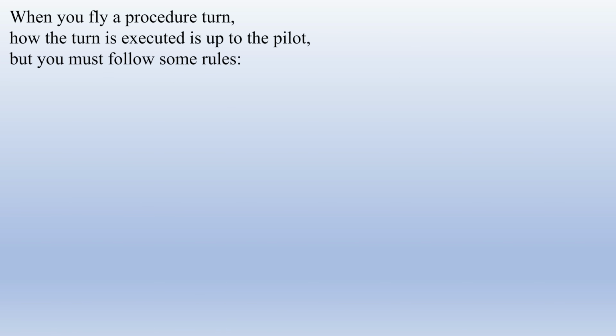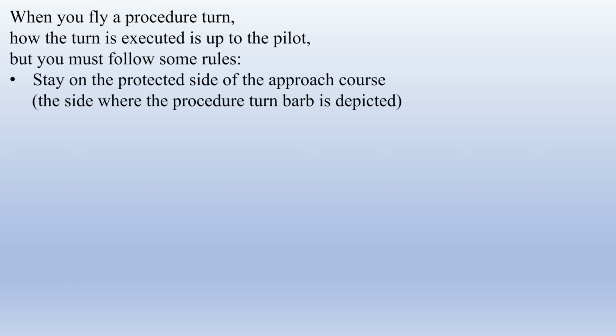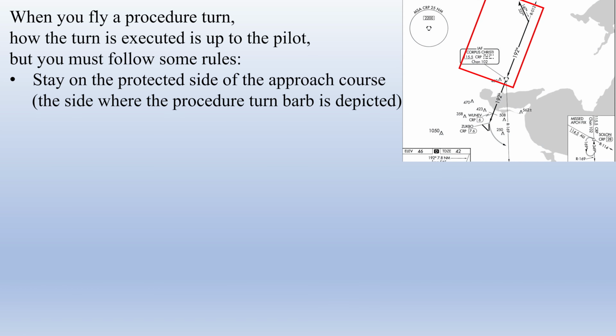That's not to say these methods are the only way you can accomplish a procedure turn. When you fly a procedure turn, how the turn is executed is up to the pilot, but you must follow a few rules. First, you need to stay on the protected side of the approach course. This is the side on which the barb is depicted on government charts.